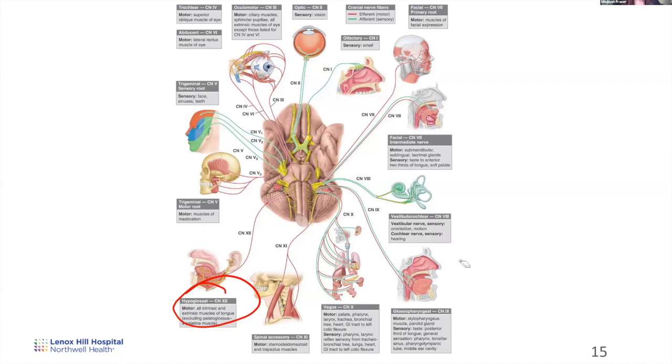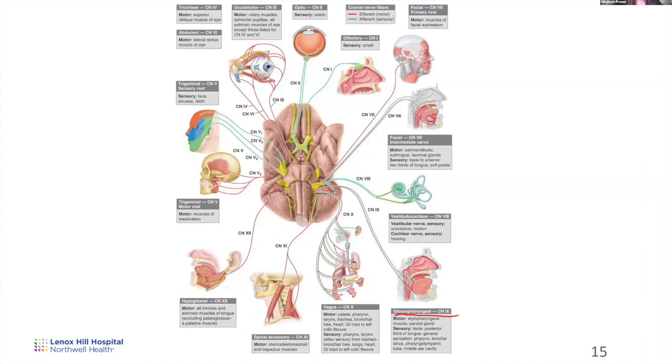So it does some taste. So it does the posterior third of your tongue that's not provided by the facial nerve. But then it also provides the sensory of the top of your mouth or further back in your oral cavity. So between that and the hypoglossal nerve, you get a lot of the functions of your tongue in terms of movement and taste.